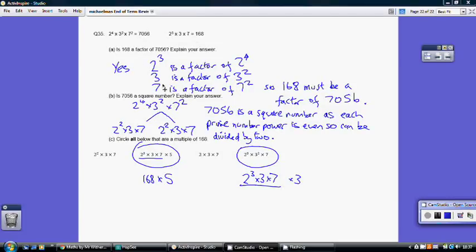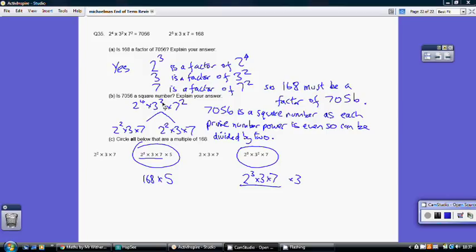Now for part B, we're being asked, is 7056 a square number? So again, look at the product of prime factors. You can see that each of these powers here are even. So each of these can be split equally. We can break 2 to the power of 4 down to 2 to the power of 2 and 2 to the power of 2, 2 squared and 2 squared.